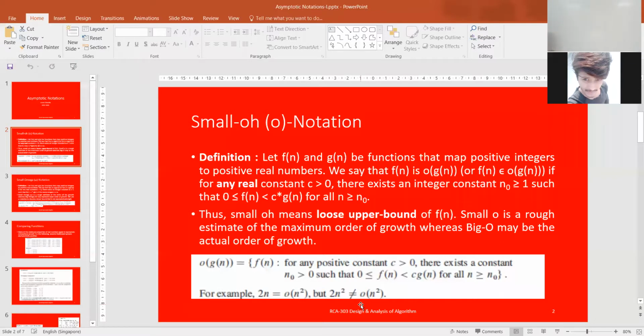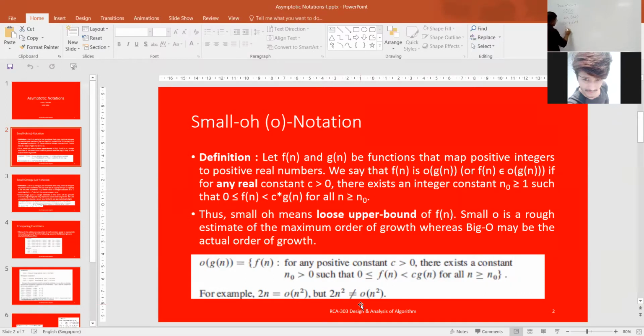In general, we are calculating the total number of steps of a function and getting something like T(n) equal to n square plus 2n minus 7. Then we say that complexity is order of n square, because we always take the highest order of n whenever there is a polynomial equation. It means that 2n square is equal to big O of n square. But 2n square is not equal to small o of n square.